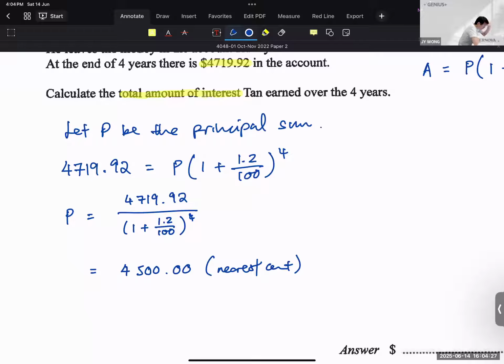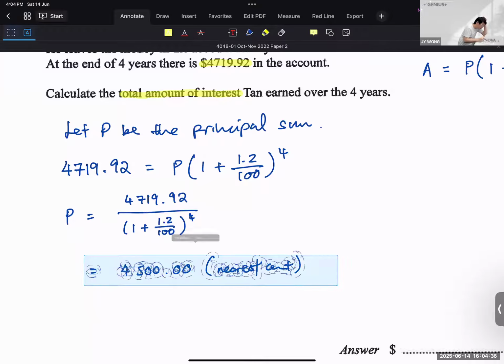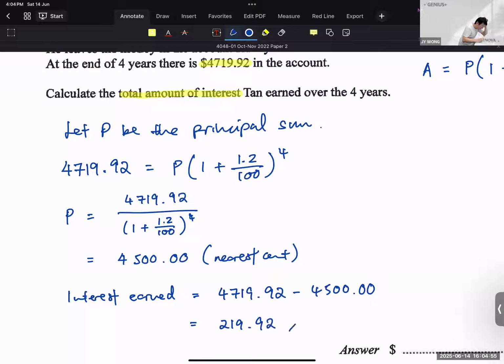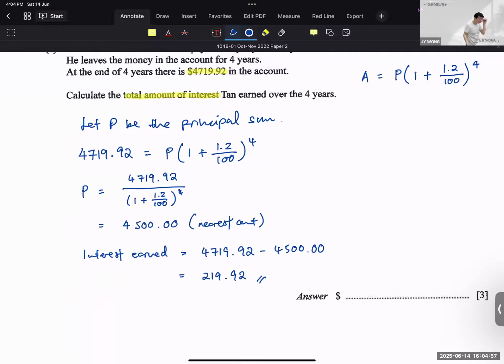Calculate the total amount of interest Tan earned over the 4 years. So I want to find interest, not the principal sum. So I found the principal sum, which is 4500, and therefore the interest earned, I take my final amount minus the principal sum, and that will give me 219.92. Okay.